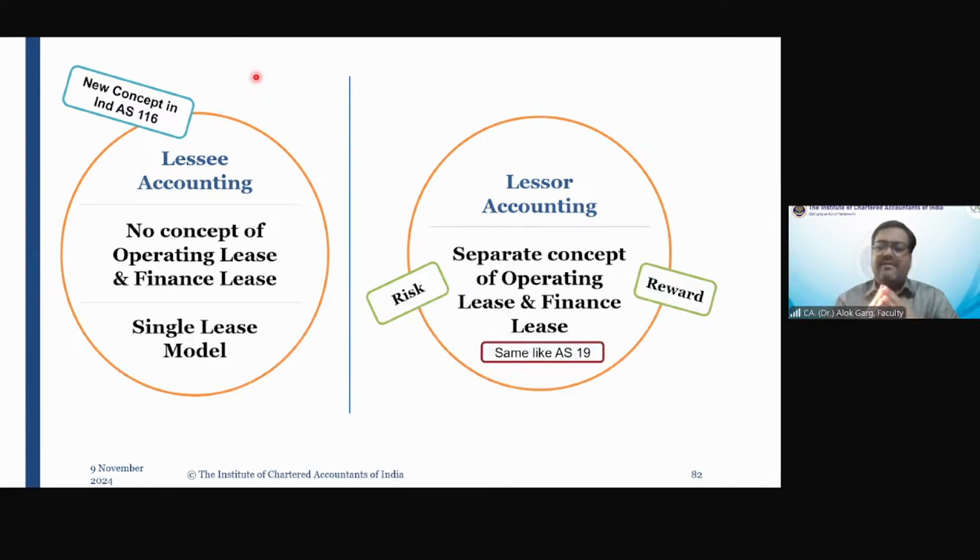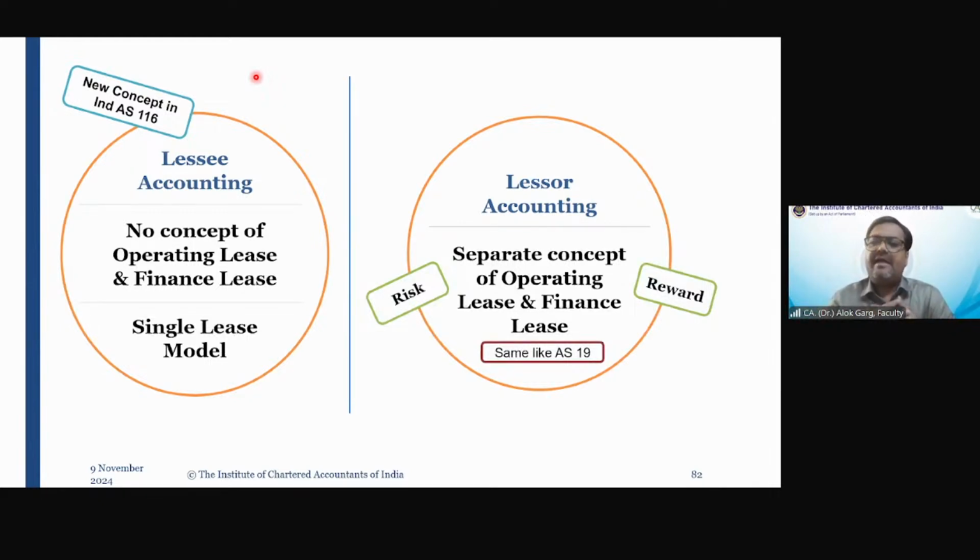So friends, just remember one thing. Whatever I am capitalizing in the books of the lessee, what am I capitalizing? I am capitalizing the right of use asset. Because I am using the asset, I am getting a right to use the asset, and hence I am capitalizing the right of use asset.